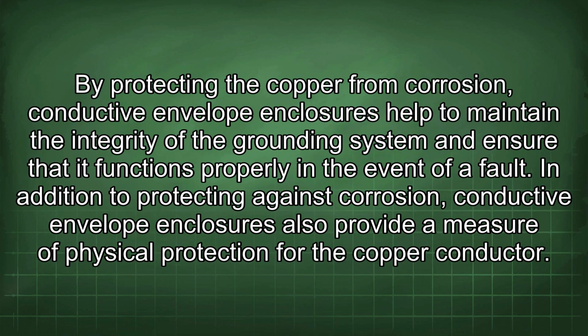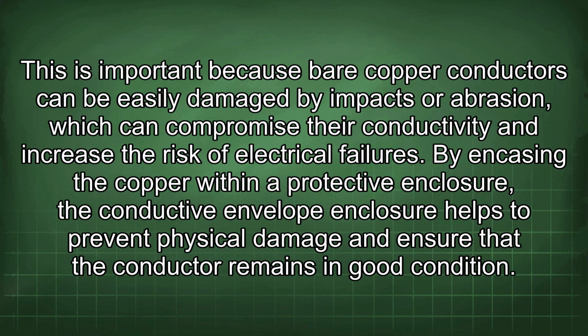By protecting the copper from corrosion, conductive envelope enclosures help to maintain the integrity of the grounding system and ensure that it functions properly in the event of a fault. In addition to protecting against corrosion, conductive envelope enclosures also provide a measure of physical protection for the copper conductor. This is important because bare copper conductors can be easily damaged by impacts or abrasion, which can compromise their conductivity and increase the risk of electrical failures.